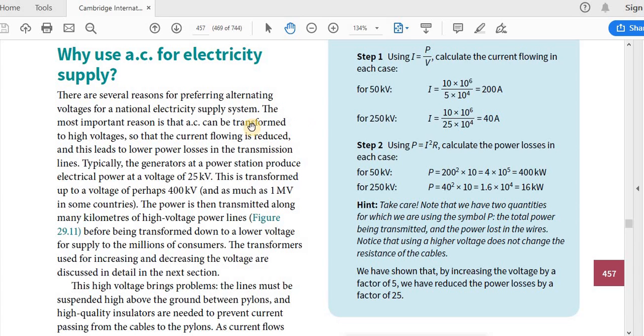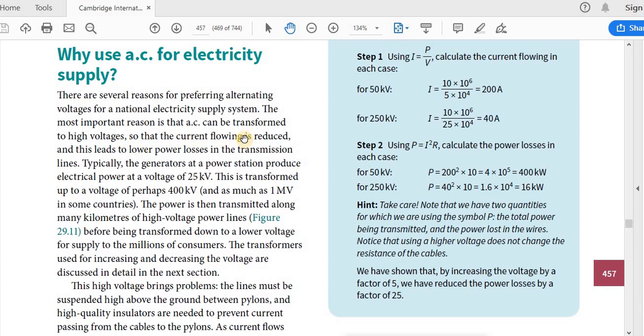Now this is in the case of the transformer, the AC can be transformed or stepped up or even stepped down to high or low. In this case, if you say step up, it is transformed to high voltage. Step down means it's transformed to low voltage. So using a transformer we can do that, but with direct current we cannot do that.